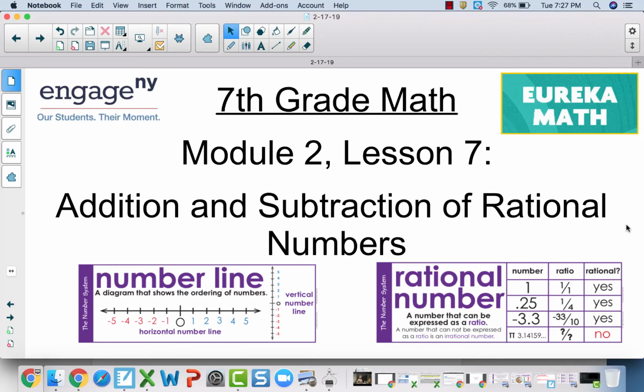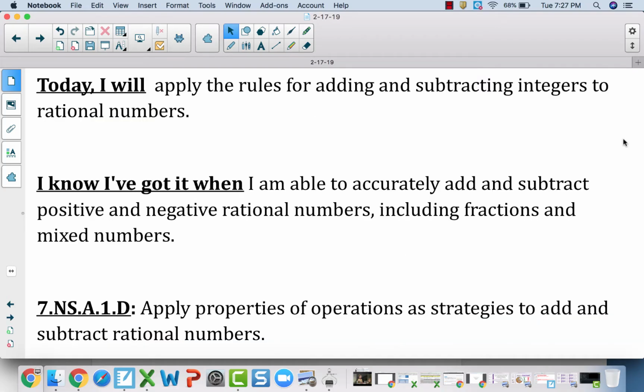This video takes a look at Module 2, Lesson 7, Addition and Subtraction of Rational Numbers. Often using a number line will help with the addition and subtraction of rational numbers, which you'll see throughout the lesson. And just a reminder of what a rational number is. Rational numbers can be written as ratios, whereas irrational numbers cannot. So today you will apply the rules for adding and subtracting integers to rational numbers.